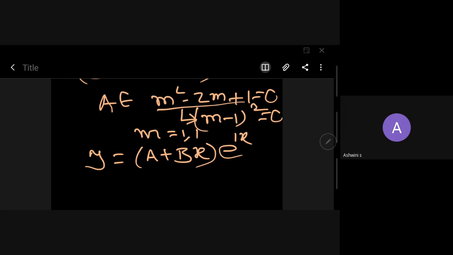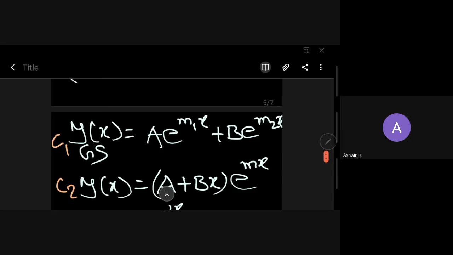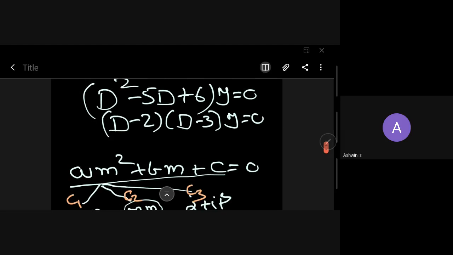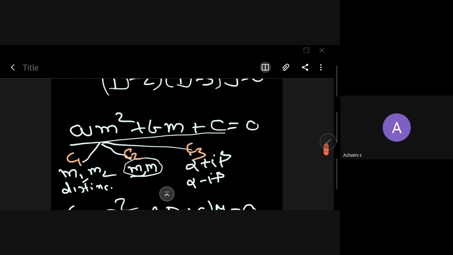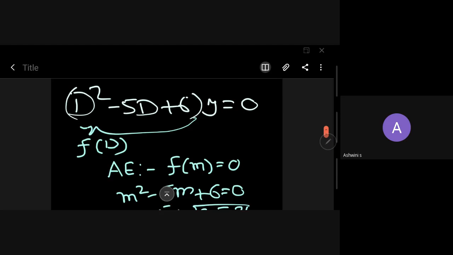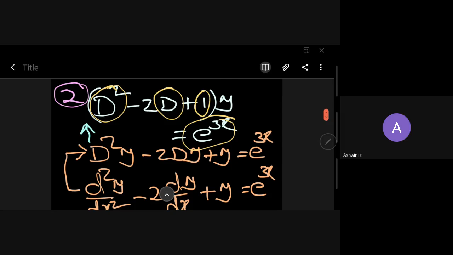Now see, we go for the non-homogeneous part. What is the non-homogeneous part here? The non-homogeneous part example with constant coefficients is given here. Second example, sorry, e power 3x is there. So the right hand side is there.